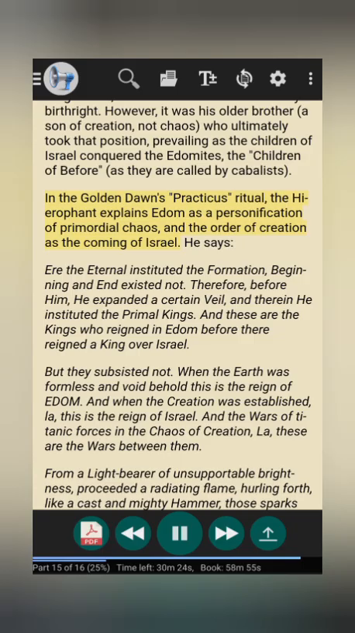In the Golden Dawn's Practicus ritual, the Hierophant explains Edom as a personification of primordial chaos, and the order of creation as the coming of Israel. He says, "Ere the Eternal instituted the formation, beginning and end existed not. Therefore before him he expanded a certain veil, and therein he instituted the primal kings. And these are the kings who reigned in Edom before there reigned a king over Israel. But they subsisted not. When the earth was formless and void, behold, this is the reign of Edom. And when the creation was established, lo, this is the reign of Israel. In the wars of titanic forces in the chaos of creation, lo, these are the wars between them.